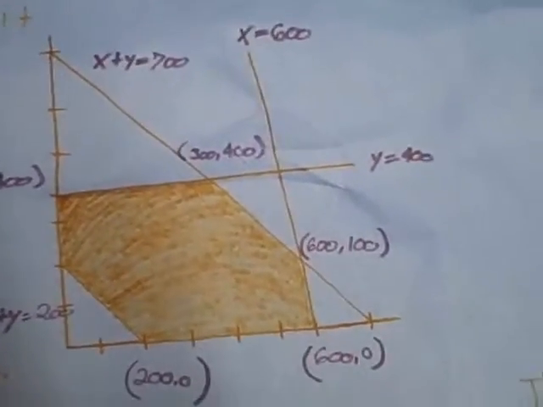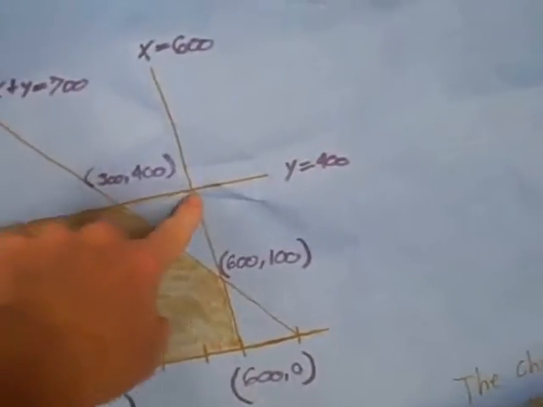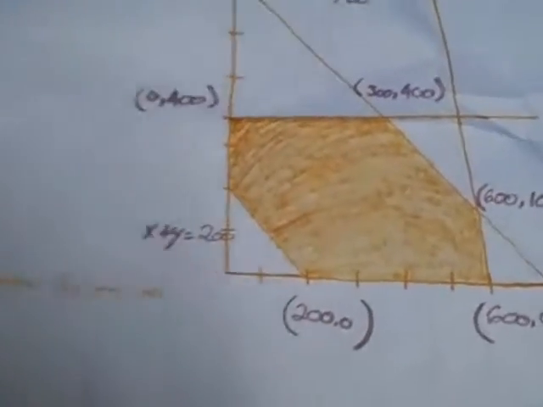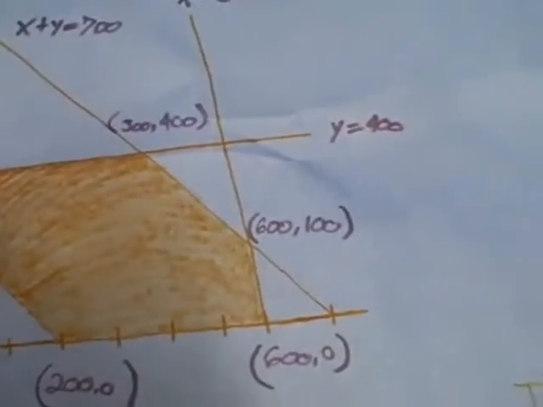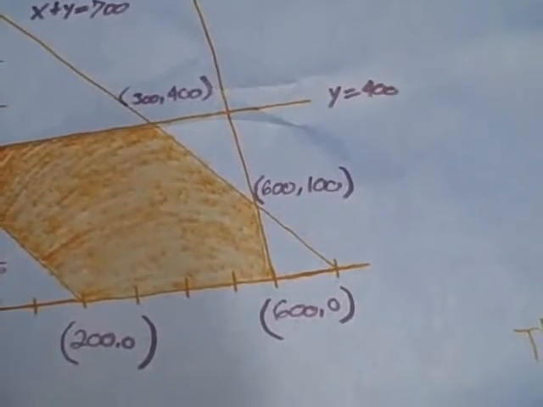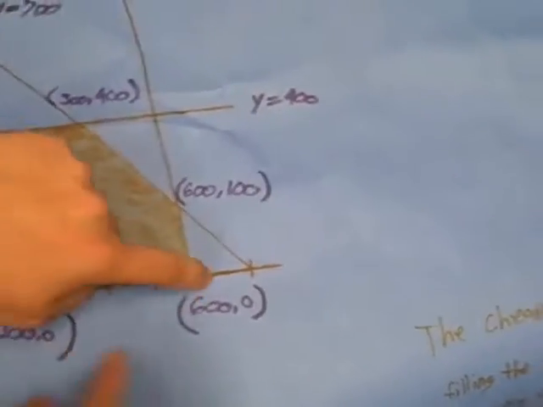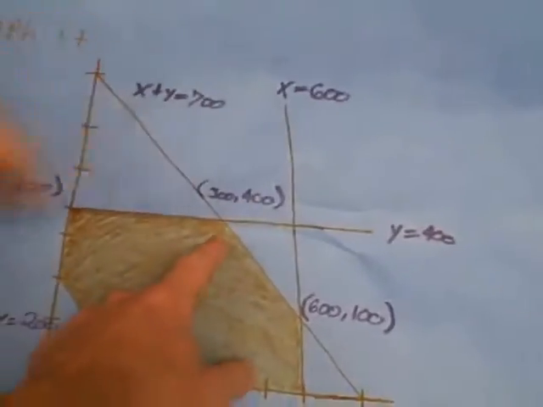But on the graph, you can see our constraints, where we've had to mark them off. We plot them all. We have the feasible corner points, which are (0, 400), (0, 200), (200, 0), (600, 0), (600, 100), and (300, 400). Where's (0, 200)? Oh, right there. Sorry, the X and Y was marking it.